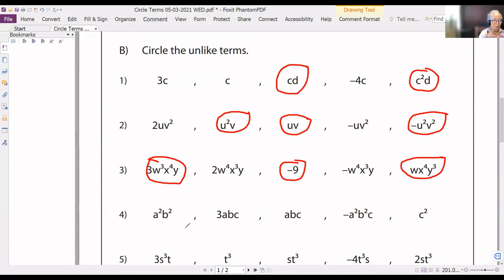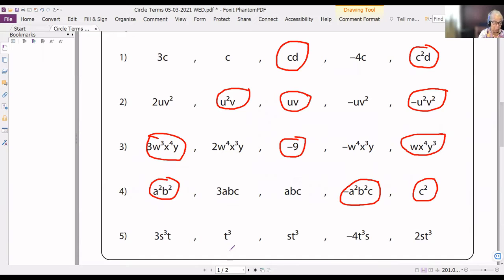Okay, now let's find here the unlike. A B C, A B C are alike. So what's unlike is A to the second, B to the second, this one, and this one.